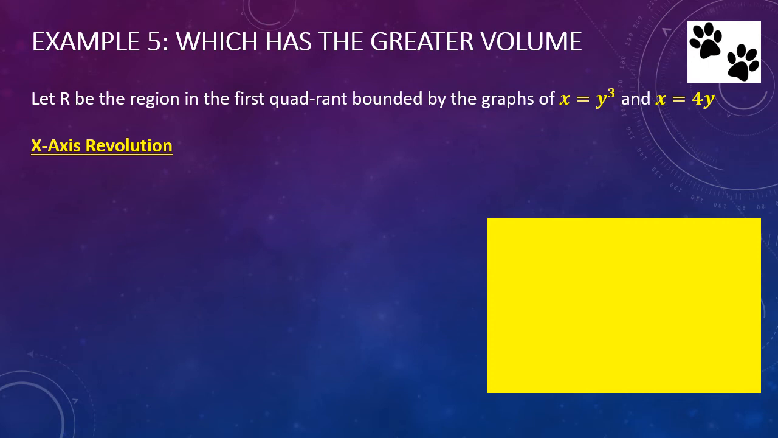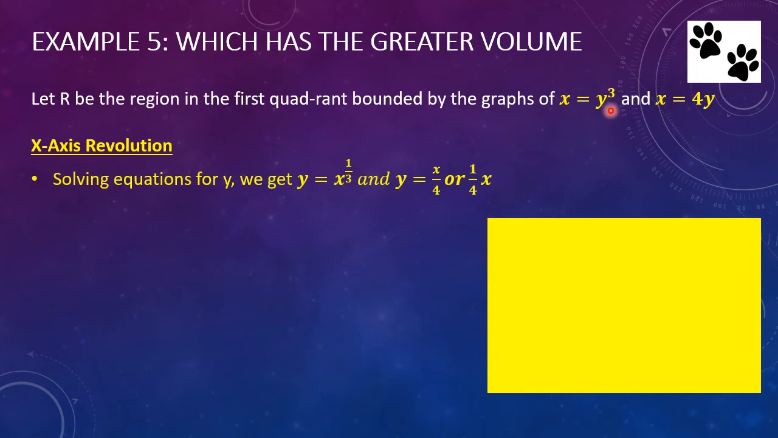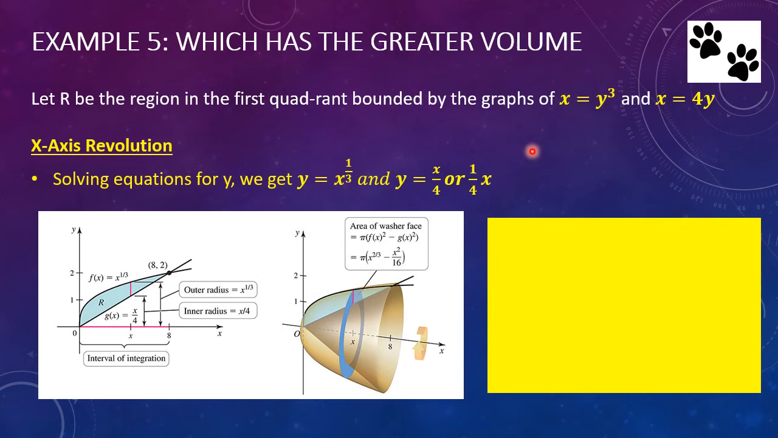Well, the first thing we need to do is redefine these equations so we get y equals some function of x. And when we do that, we get, in the first equation, y equals x to the 1/3 or the cube root of x. And in the second equation, we get y equals x over 4 or 1/4 x. Here are the diagrams, and we can see that when we graph them, x to the 1/3 is the outer function, and x over 4, or 1/4 x, is the inner function. And again, going back to the values, the x values are between 0 and 8.